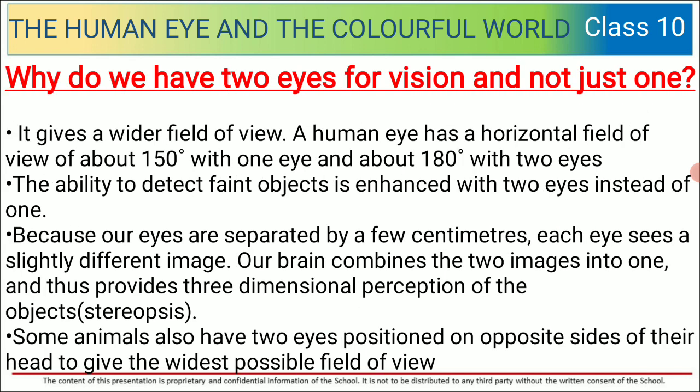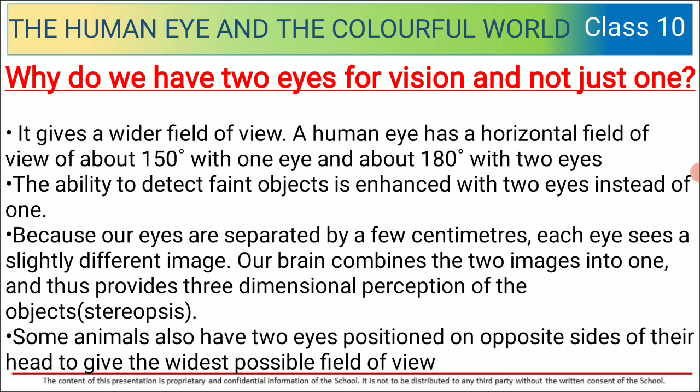Why do we have two eyes for vision and not just one? Very interesting question, isn't it, children? So let's find the answer. It gives a wider field of view. A human eye has a horizontal field of view of about 150 degrees with one eye and about 180 with two eyes.